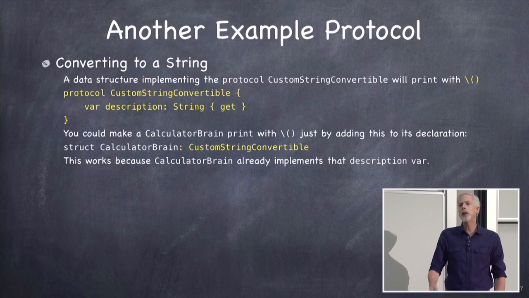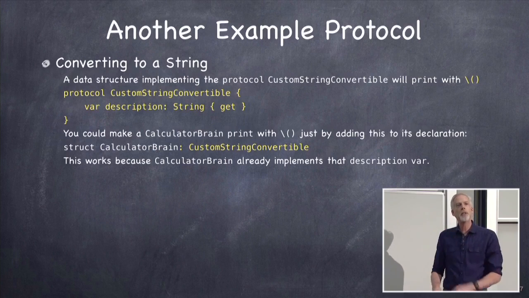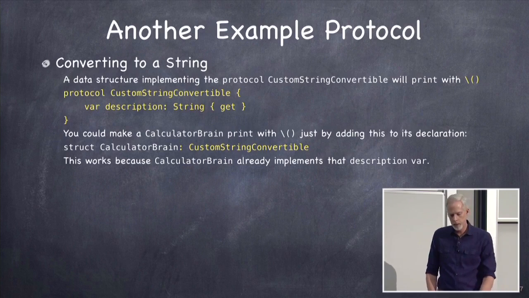So give that a try. Go get your calculator and put this colon CustomStringConvertible, and then in your view controller somewhere, print out your calculator brain with backslash parentheses. See what you get. All right?